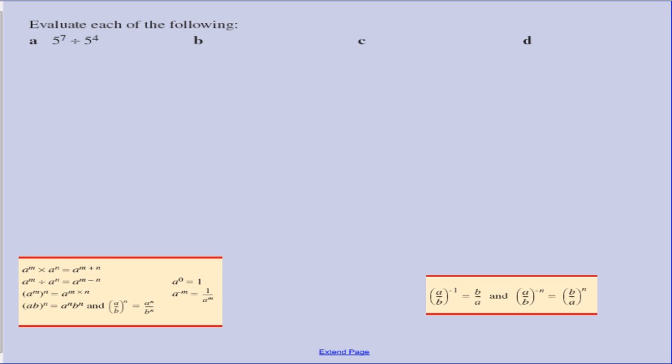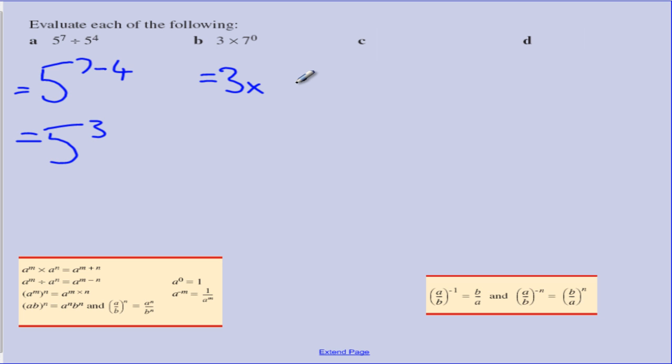Next example. Here we have some quick examples of all the index laws that we've just learned. So 5 to the power of 7 divided by 5 to the power of 4. When those bases are the same, we are allowed to just simply subtract those powers from one another. So we end up with 5 to the power of 3. Next example. We have 3 multiplied by 7 to the power of nothing. Remember that anything to the power of nothing is simply 1. So we have 3 times 1 to give us 3.